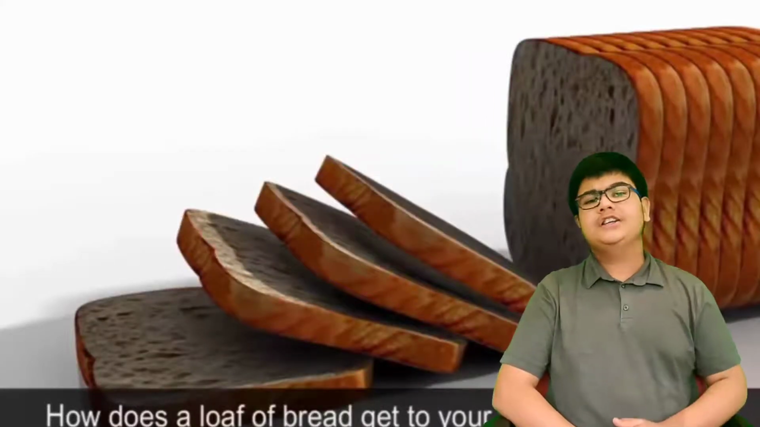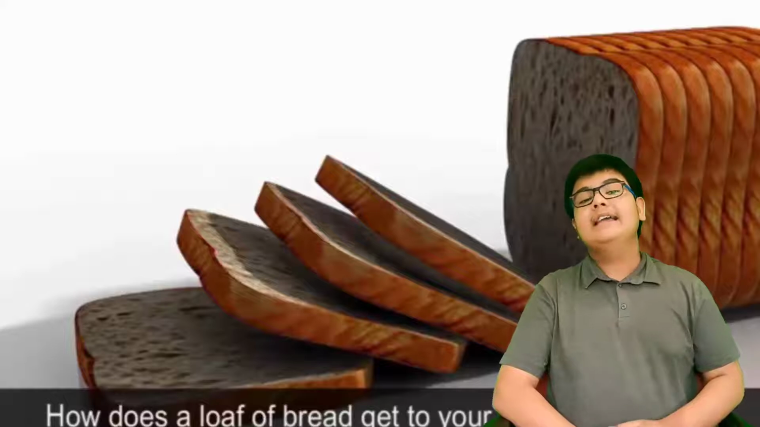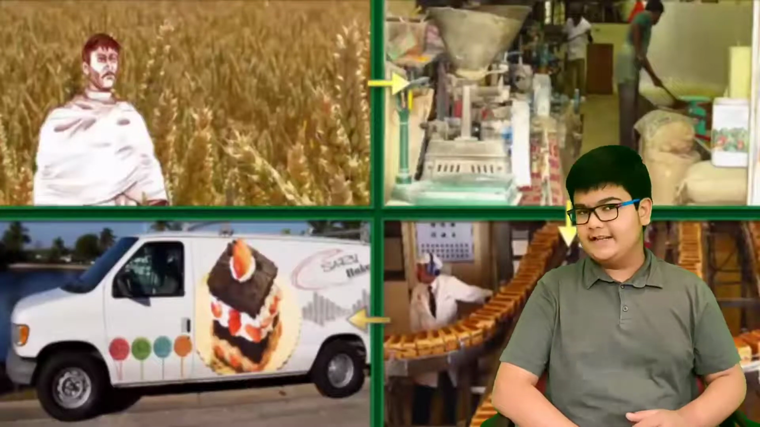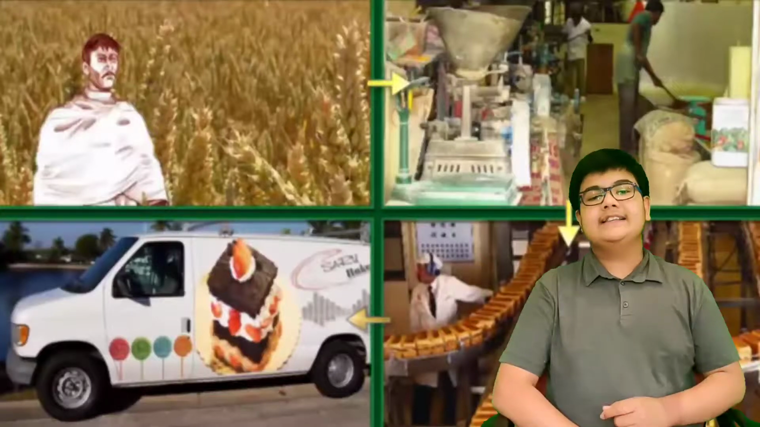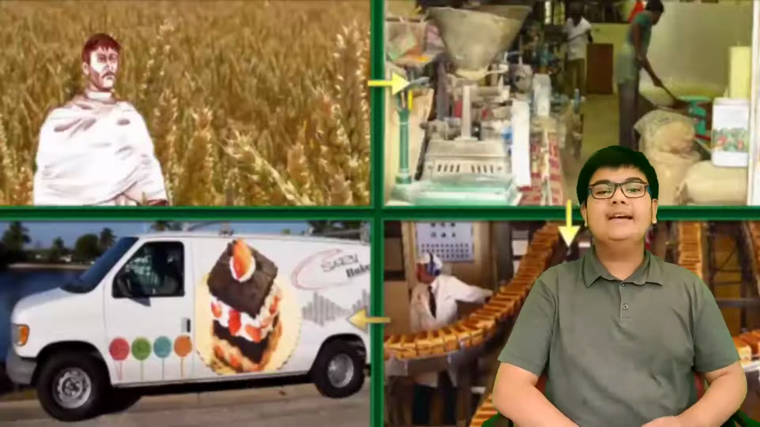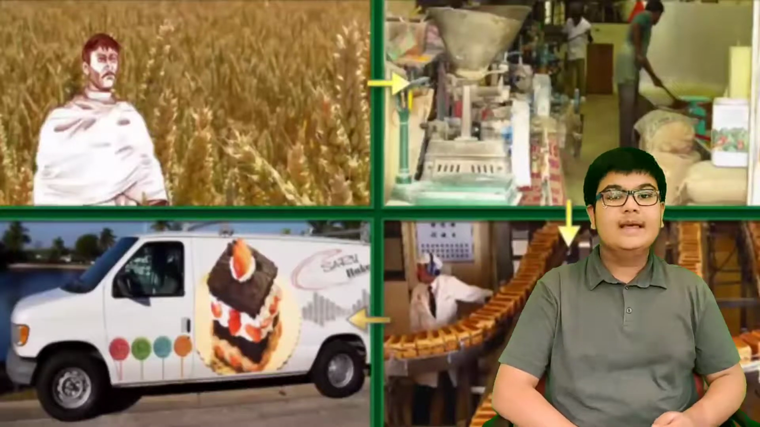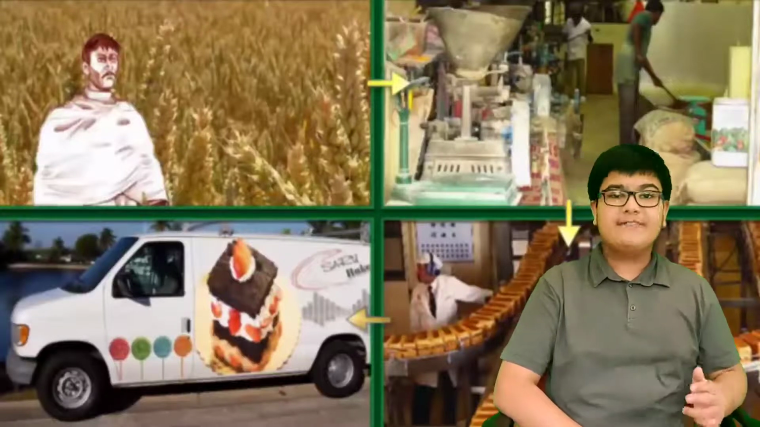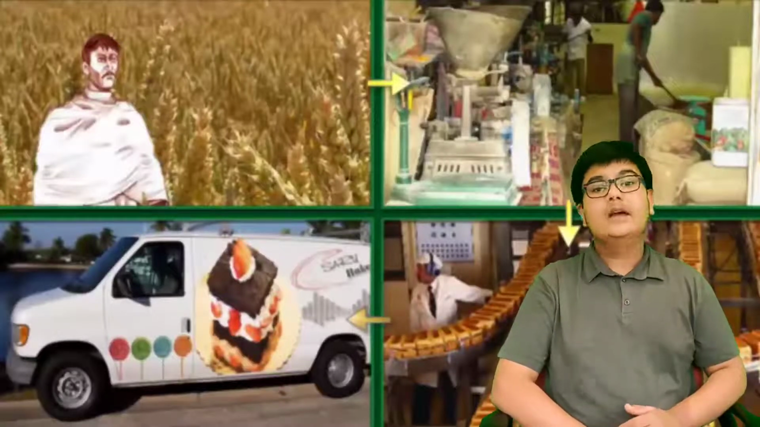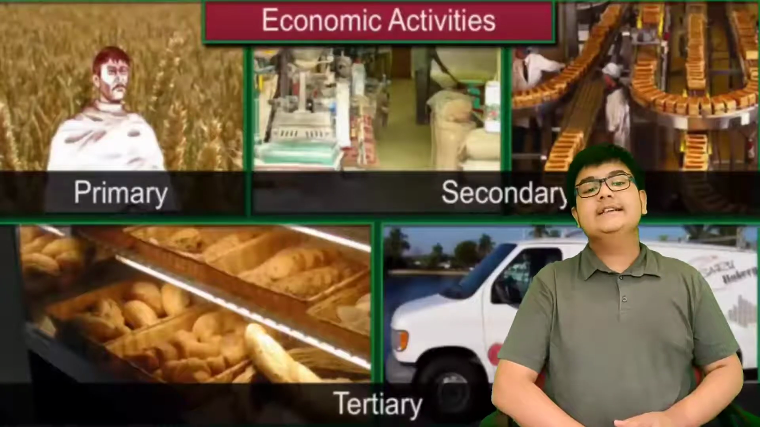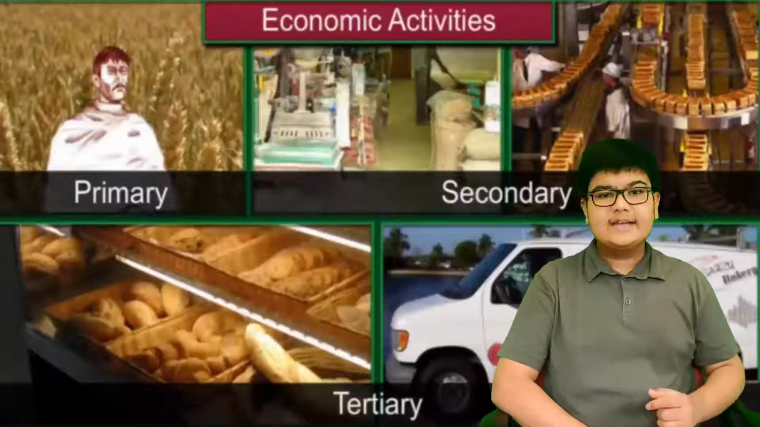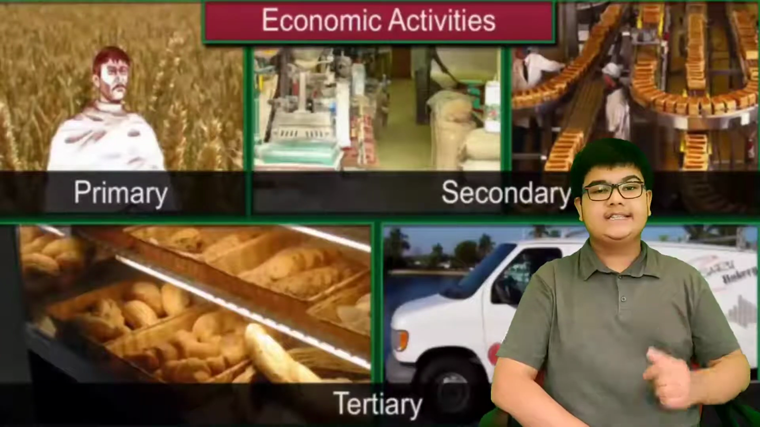Have you ever thought how a loaf of bread gets to your breakfast table? Its story begins with the farmer growing wheat in his field. Then this wheat is processed and made into bread in the bread factory. This bread is then transported to the shops and finally reaches us. All these activities which involve production of goods and services are known as economic activities.